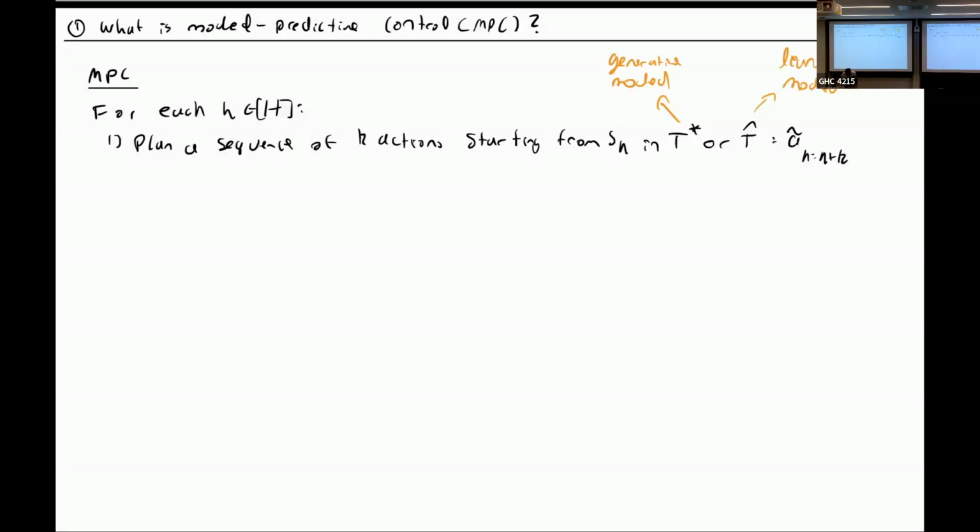Then what we're going to do is we're going to execute the first of these actions.